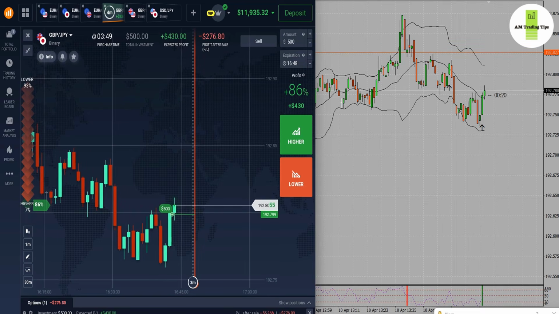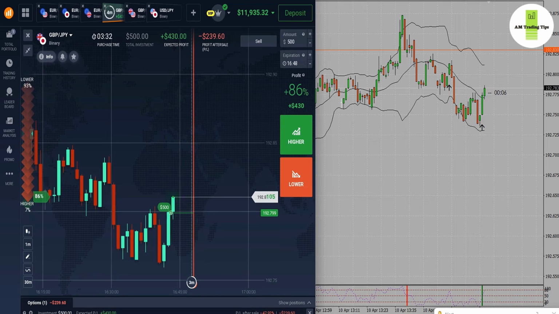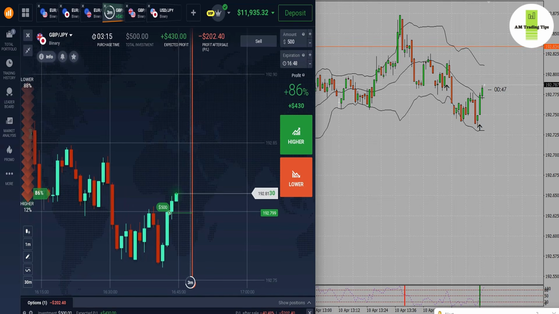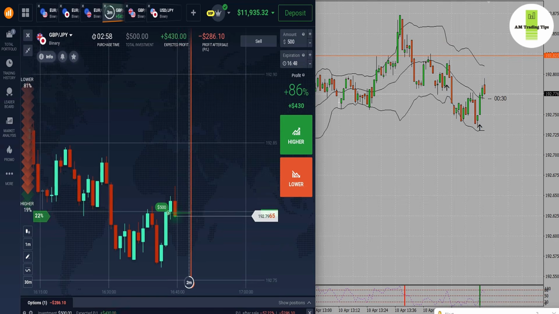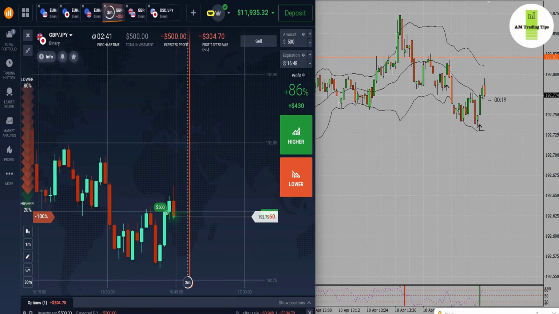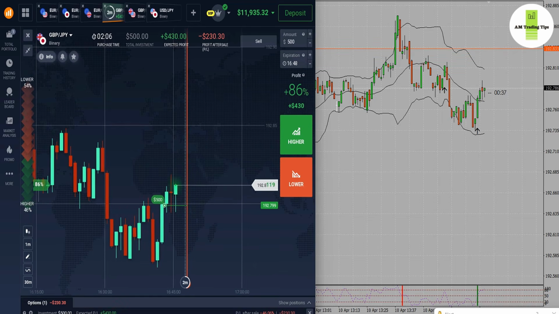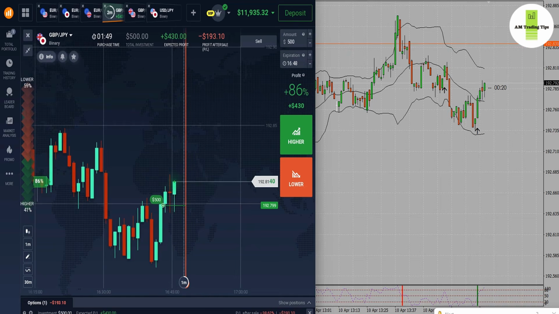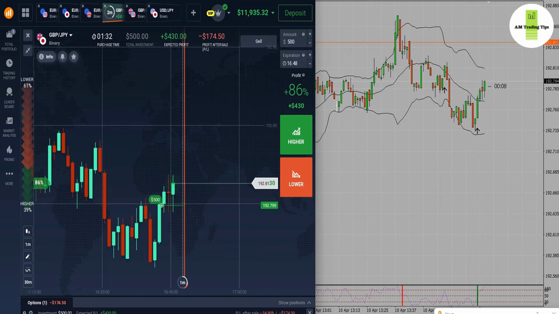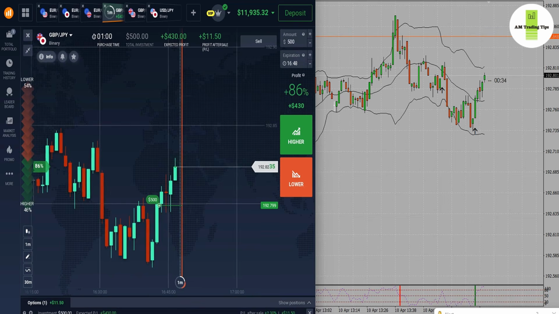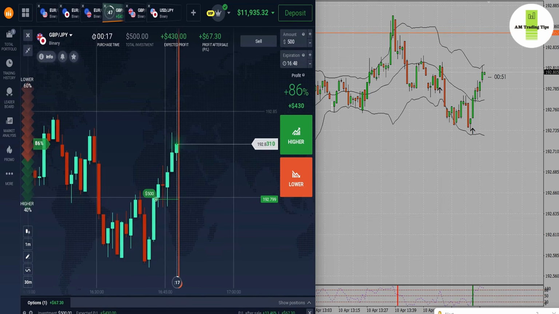Remember, before using real money, always test strategies on a demo account to build confidence. Practice first, then trade live. Now, we just have to wait for the trade to finish and see the result. While we wait, let me remind you, trading requires patience and discipline. Stick to the rules. Don't rush into trades. Always wait for the right setup.